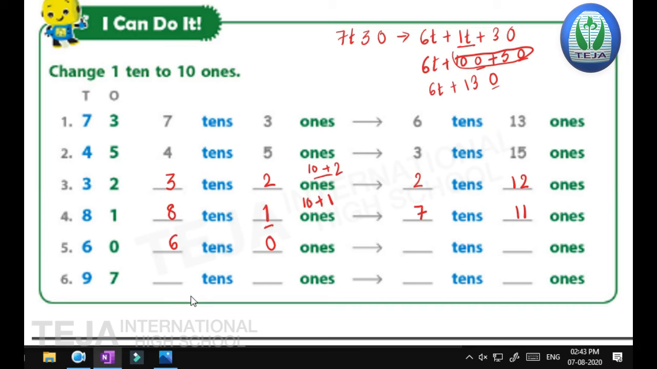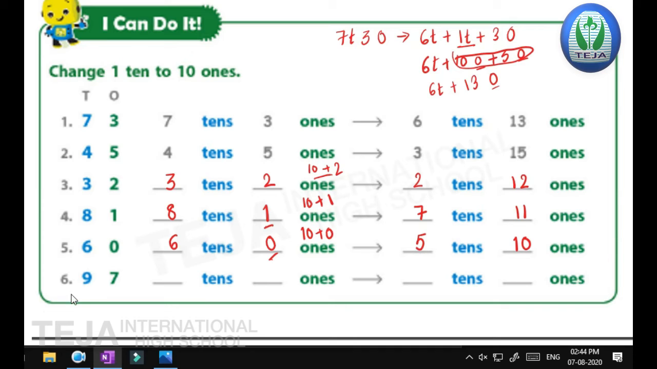Now here from 6 tens we'll remove 1 ten. So 6 minus 1 is how much? It's 5. 5 tens. So 1 ten is equal to how many ones? 10 ones. Now here in the ones place what is there? 0 is there. So 10 plus 0 is 10. Write 10 ones. 60 is equal to 5 tens plus 10 ones.